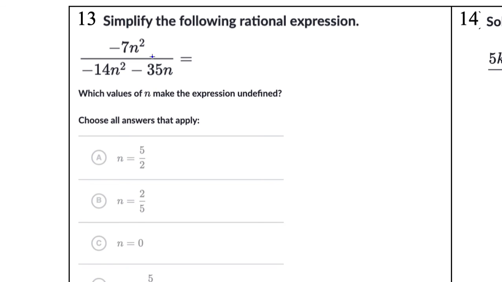I think the first thing that we should do is just factoring. Let's factor. On that bottom, I can factor out a negative 7n. That is the greatest common factor. And then what's left over is a 2n plus 5.